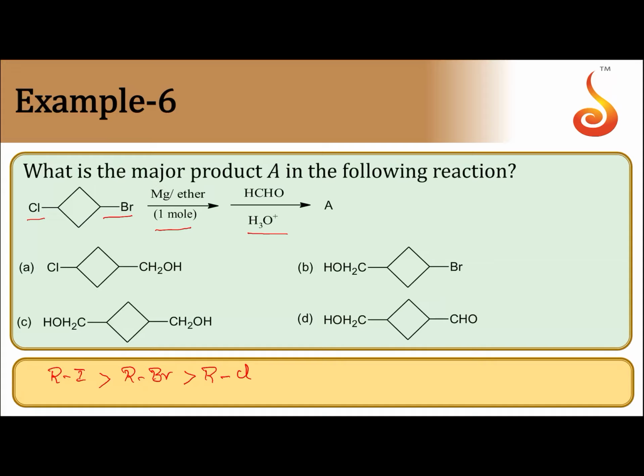So we have chloride here and bromide here, but there is only 1 mole of magnesium, which means only bromide reacts but not chloride. Then what is the intermediate formed here? It is nothing but Grignard's reagent. Now this Grignard's reagent reacts with formaldehyde to form a product A. They are asking what product is obtained when the Grignard reagent reacts with formaldehyde followed by hydrolysis.